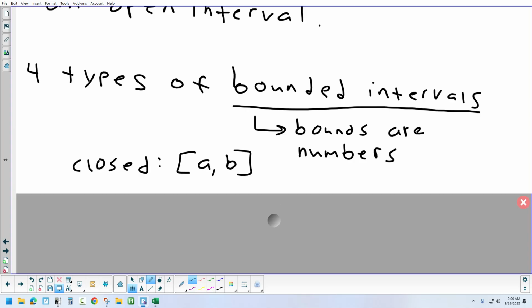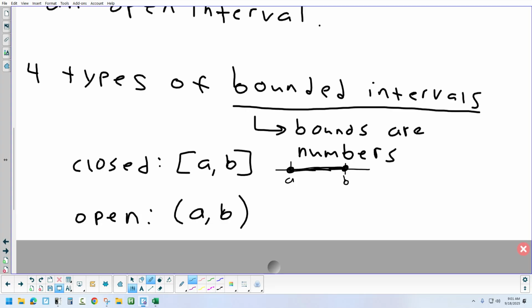First thing you can have is what we call a closed interval. A closed interval means you're starting at a number, you're stopping at a number, and you include the number you're starting at and the number you're stopping at. If you want to think of it visually, this is what a closed interval would look like if you drew it on a number line. Filled in circle on A, filled in circle on B.